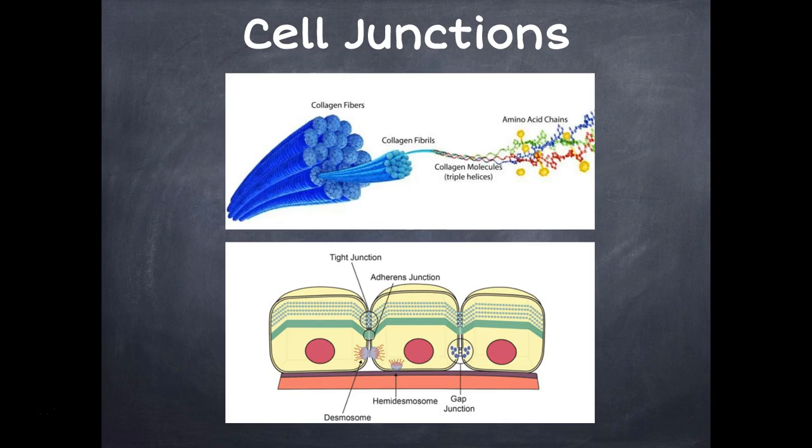Epithelial cells connect to one another and maintain their cellular communities by forming connections or cell junctions. Pictured here are the 4 cell junctions that we will actually be discussing today in great detail: tight junctions, adherence junctions, desmosomes, hemidesmosomes, and a little bit different is the gap junction.